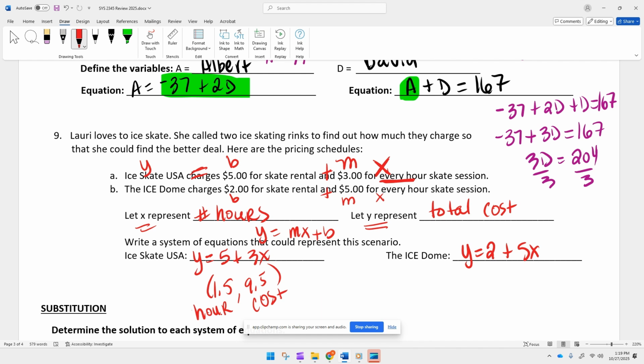So if I want to go more than an hour and a half, then I'm going to use one of the other ice rinks. If I want to skate for less than an hour and a half, I'm going to use the other one that's going to have a less steep slope, but a higher initial cost. So Ice Skate USA. Does that make sense?